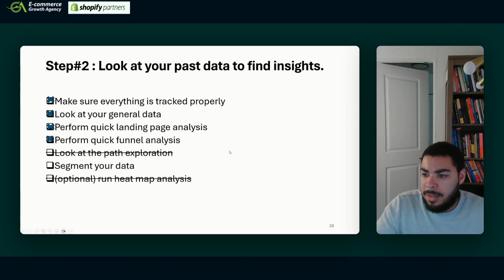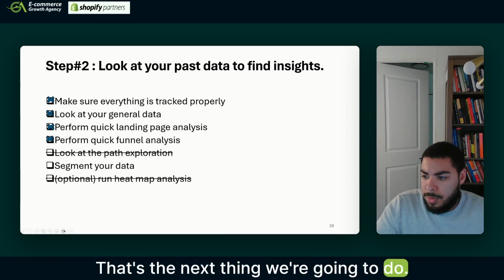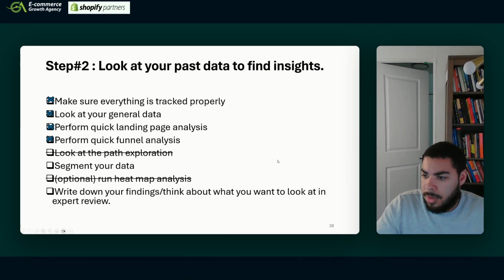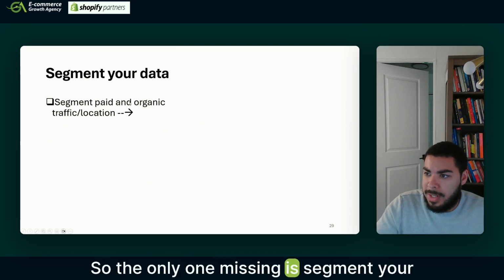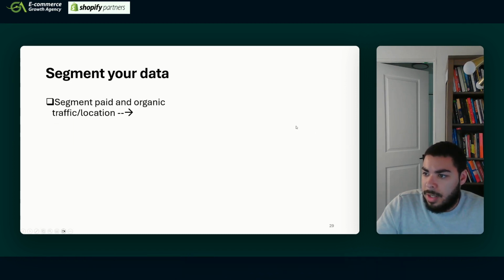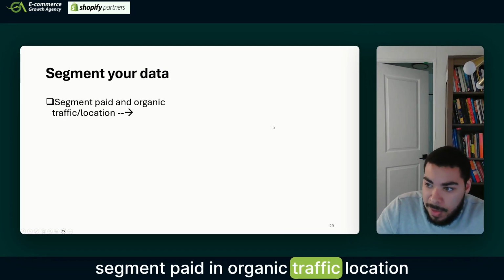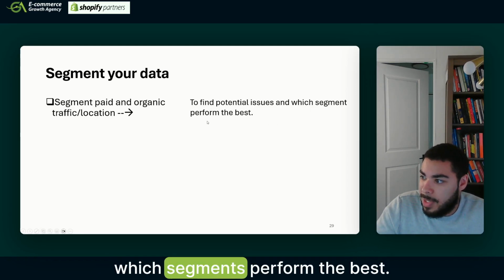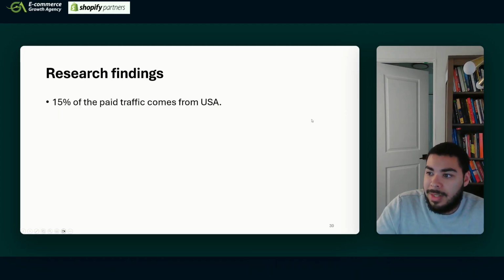Segment your data. That's the next thing we're going to do. Heat map, we're not going to do it. Not enough data. All right. So the only one missing is segment your data. Segment paid and organic traffic location to find potential issues with which segments perform the best.